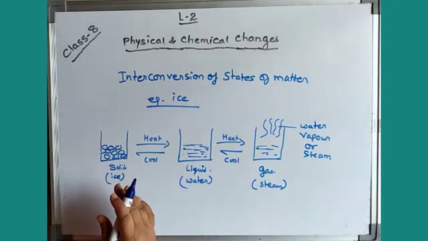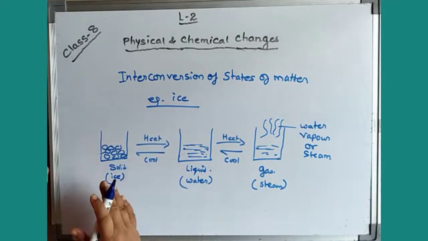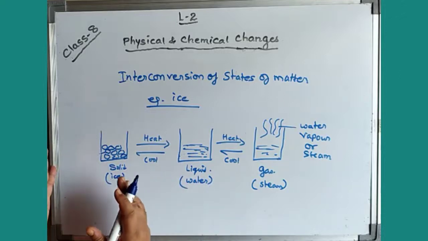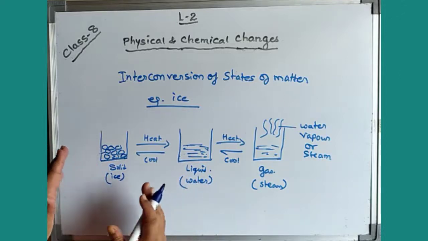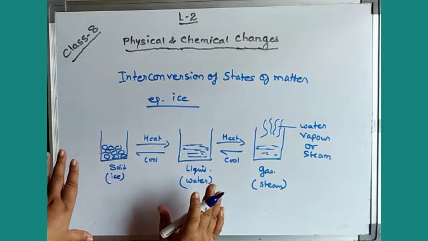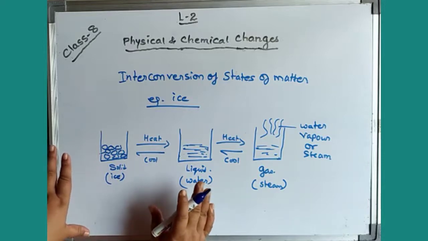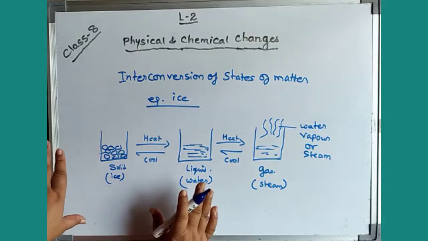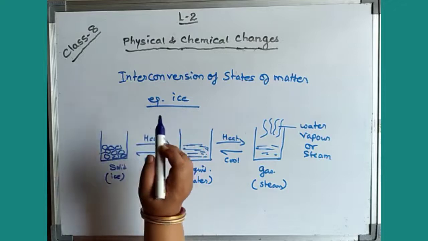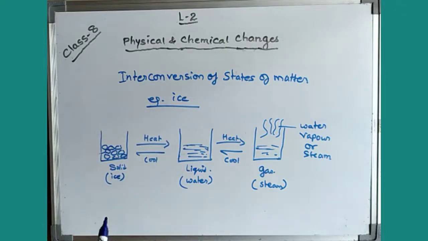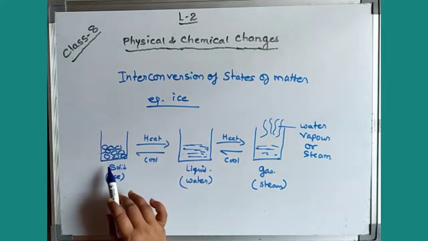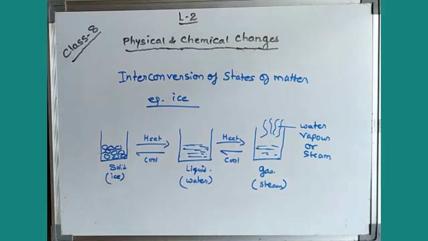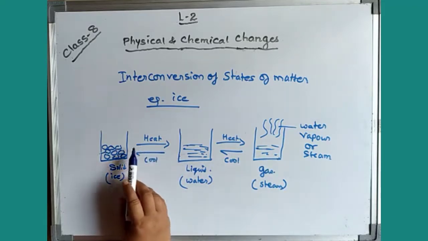That means the physical state will be changing, and there will be no change in the chemical composition, and the total mass remains the same. Let us prove it with an example. We are taking the example of ice. First we will convert from one state to another state. So by heating we are doing the conversion.